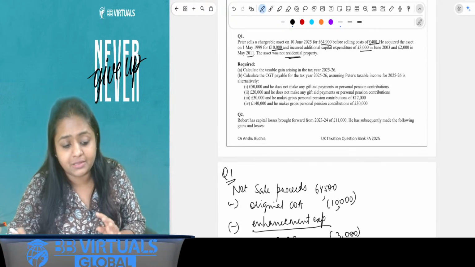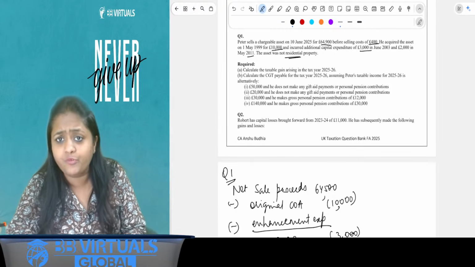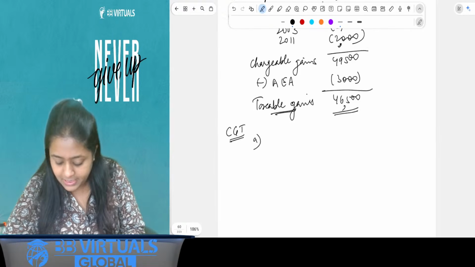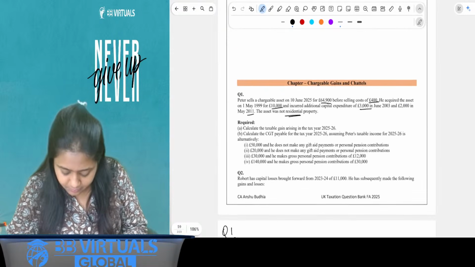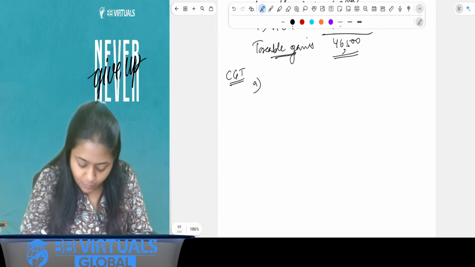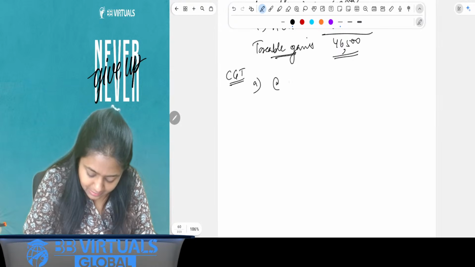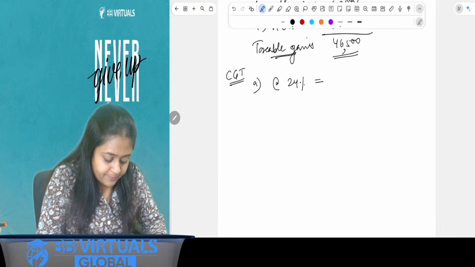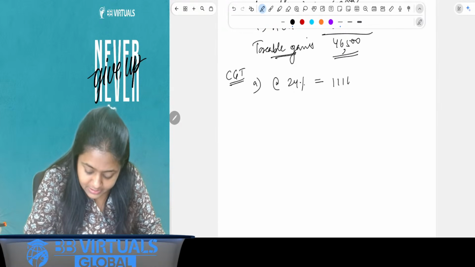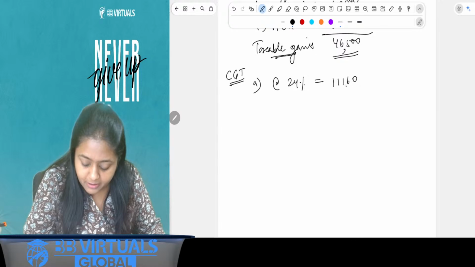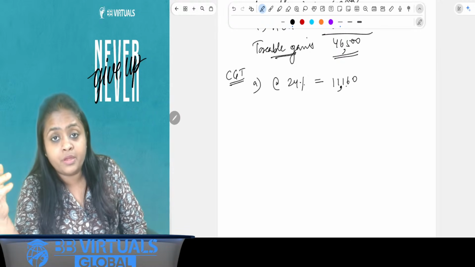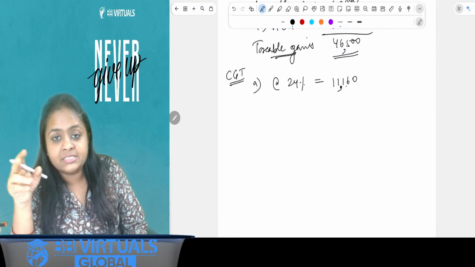We will have to pay the taxes at the rate of 24% only, right? So this is case 1 where I will pay taxes at the rate of 24%. So CGT will be 46,500 multiplied by 24%, which is 11,160. There is no need to pay the POA because it is not a residential property here.